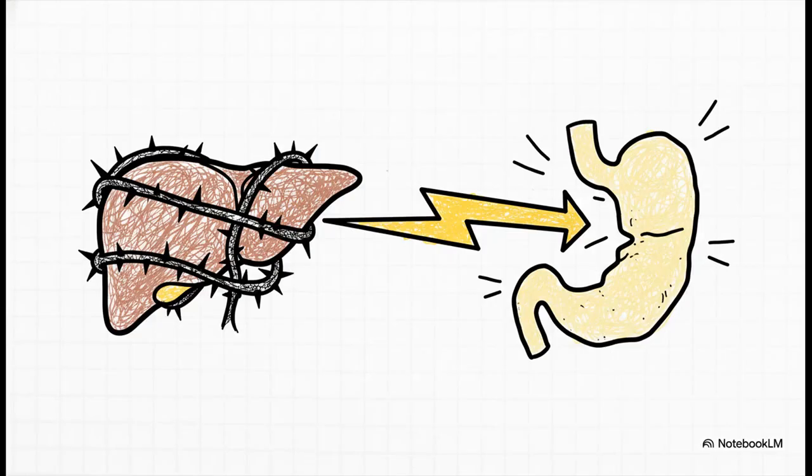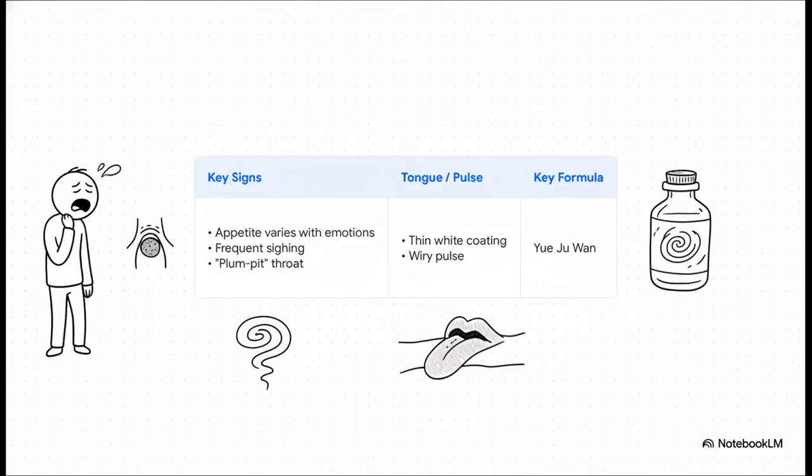And finally, we've got the pattern that links our emotions directly to our digestion. In TCM, the liver is in charge of the smooth flow of qi. So when stress or anger constrains the liver, that stuck energy lashes out, and its number one target is the digestive system. We say it overacts on the spleen and stomach. This is your classic stress non-eater. Their appetite is a direct barometer of how they're feeling emotionally.